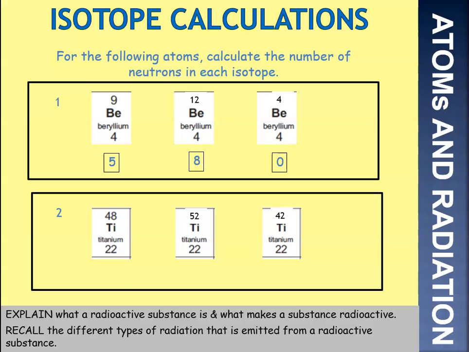Second one, titanium, the first one has 26, second one has 30, and the last one has 20 neutrons. Again, they're all titanium because they have 22 protons. The number of neutrons changes, making them isotopes.